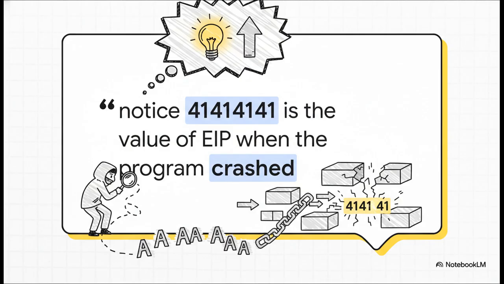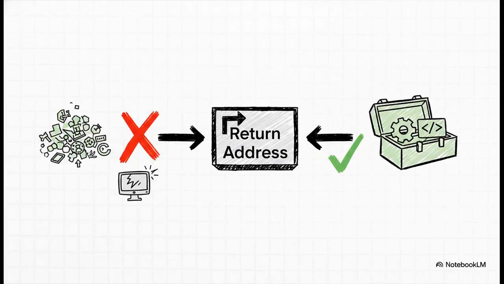This is the smoking gun. It is absolute proof that the data they sent has successfully hijacked the program's control flow. So the objective now, it's not just to crash the program anymore. The goal is all about precision. Instead of overwriting that return address with junk A's, you overwrite it with the actual memory address of a useful piece of code that's already loaded in memory, something like a function from a standard library.